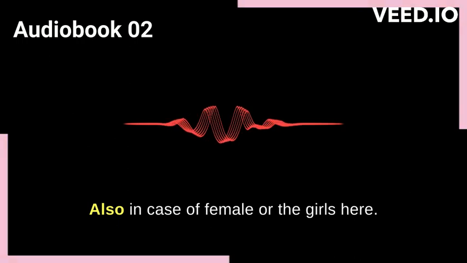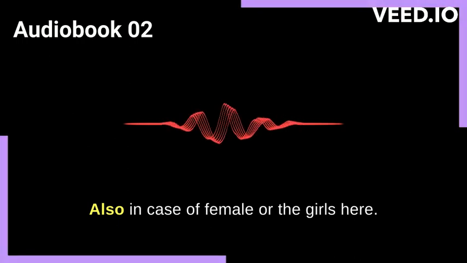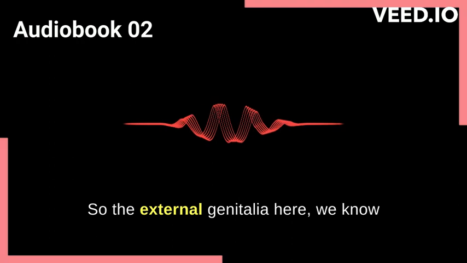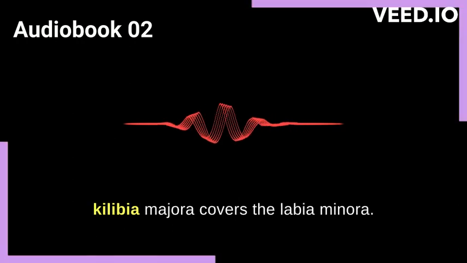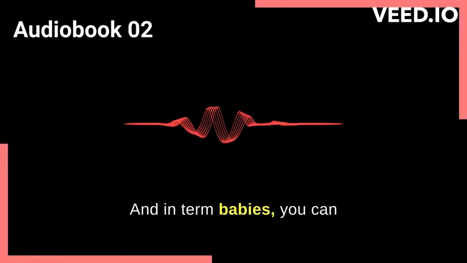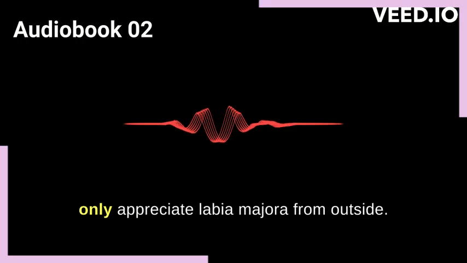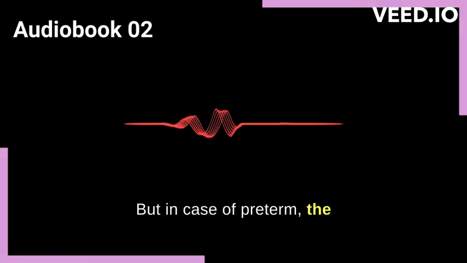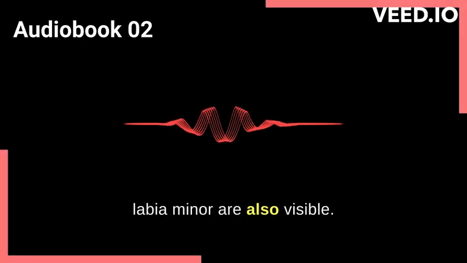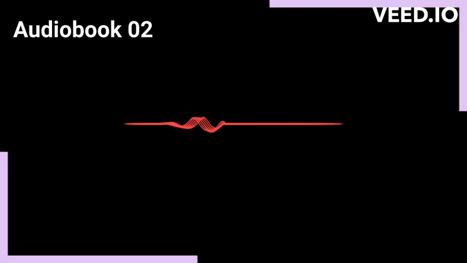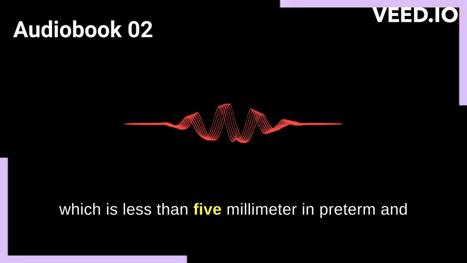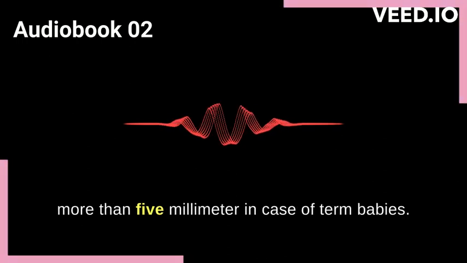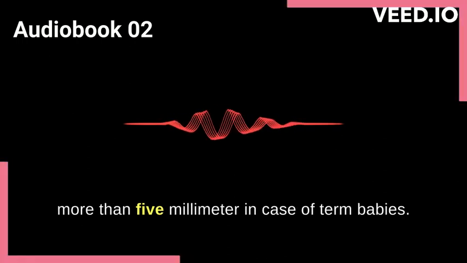In case of female babies, the external genitalia: we know the labia majora covers the labia minora, and in term babies you can only appreciate the labia majora from outside. But in case of preterm, the labia minora are also visible. Number four is the breast buds or breast nodules, which are less than 5 millimeter in preterm and more than 5 millimeter in case of term babies.